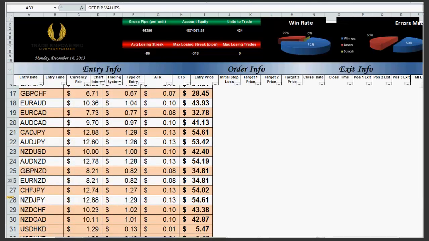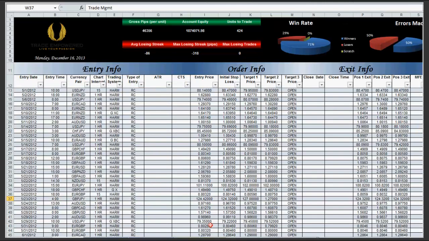So the next sheet is the backtesting sheet, and I'm just going to run through this at the top. This gives you a readout of some information that's ready access. So your gross pips on a per unit basis, your average losing streak, your maximum losing streak in pips, total units traded, your account equity, and then over here you've got winners versus losers versus scratch trades. So how many did I win, how many did I lose, how many broke even?